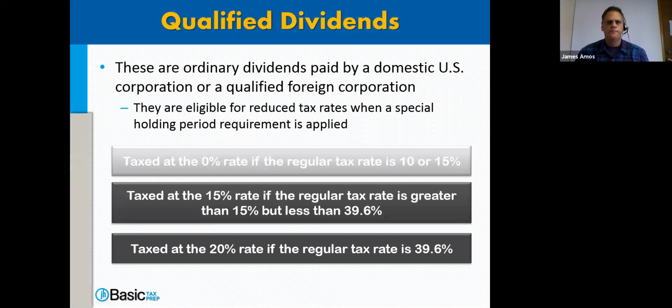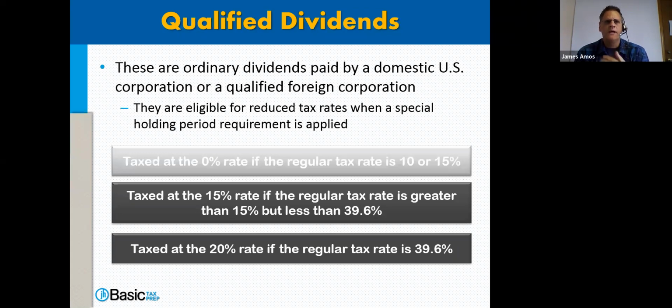Okay, good enough. So what are qualified dividends? These are a little bit trickier. These are ordinary dividends that are paid by a U.S. domestic corporation or a qualified foreign corporation. So how much of that part of the definition do I want you to know?